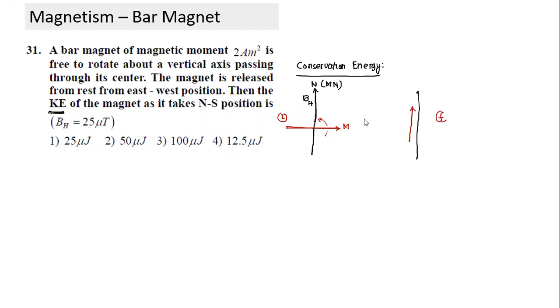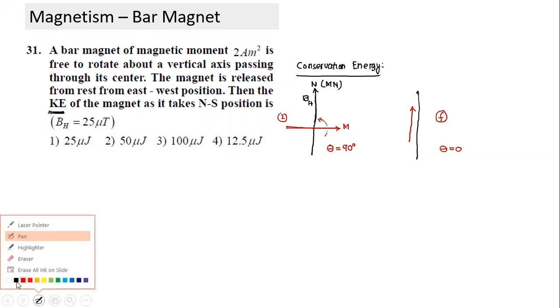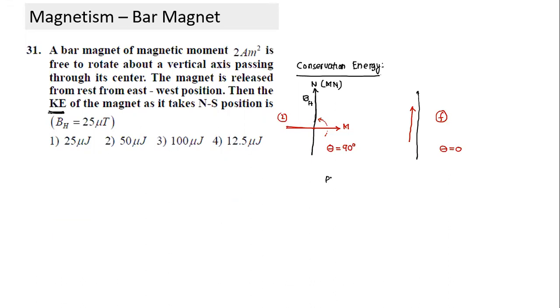In both the states, since the work is done by magnetic forces, which are conservative, I can conserve energy. In this case, theta is equal to 90 degrees. I hope all of you understand what theta means here. Here, theta is equal to 0. So what equation do I write here? Let's write the conservation of energy equation. P initial plus K initial is equal to P final plus K final, and initial K is equal to 0. You can easily find this value. Rest all is substitution.